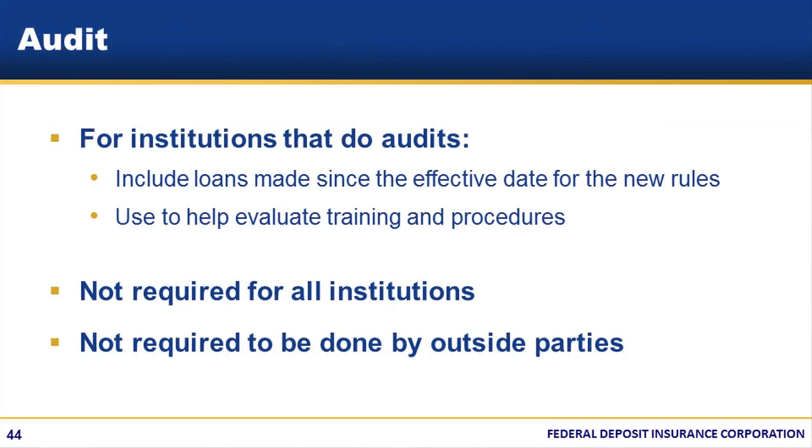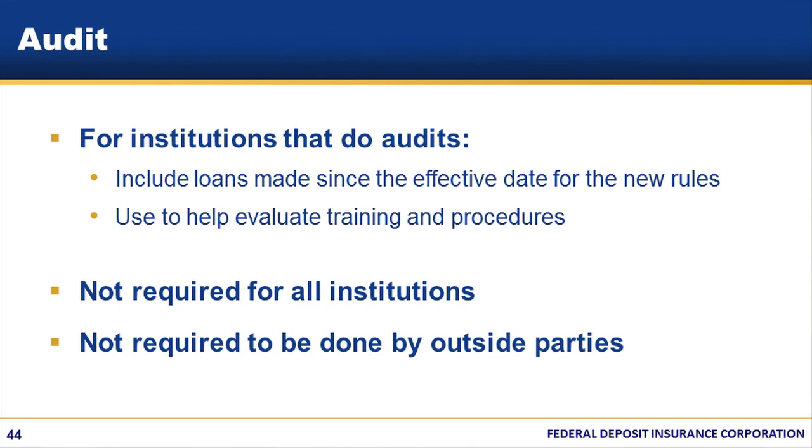The final component of a compliance management program is audit. The FDIC determines the need for an audit based on the size and complexity of the institution. For small banks with limited mortgage lending, audit can be addressed through effective monitoring. For institutions that do have audit programs, the FDIC doesn't require that the audit be conducted by outside auditors. They can be conducted internally by someone in the bank not directly involved in the lending process.